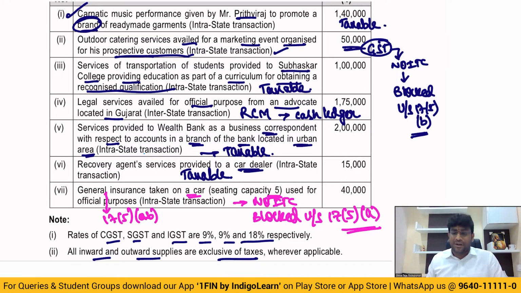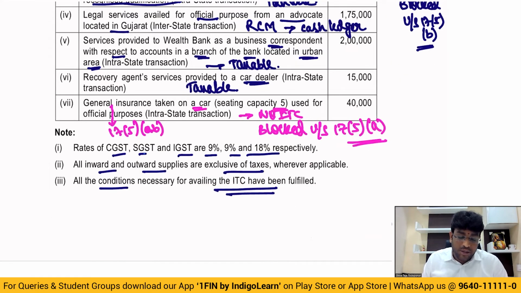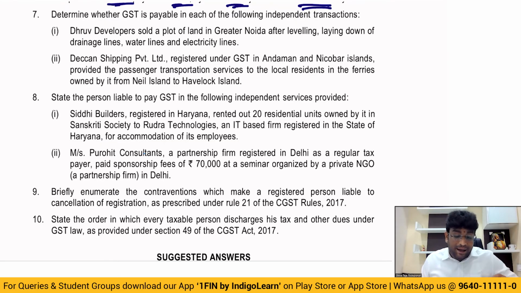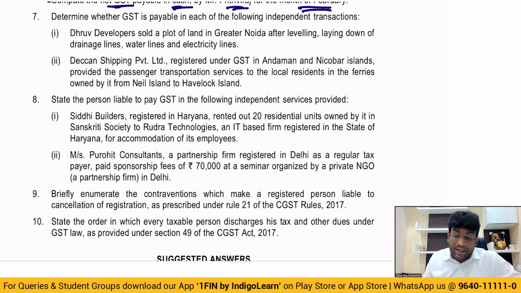Clear, friends? An interesting question, guys. Next, question number 7, please see that. Determine whether GST is payable in each of the following independent transactions.